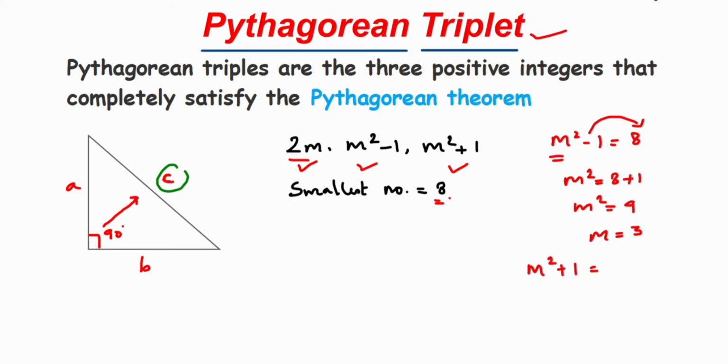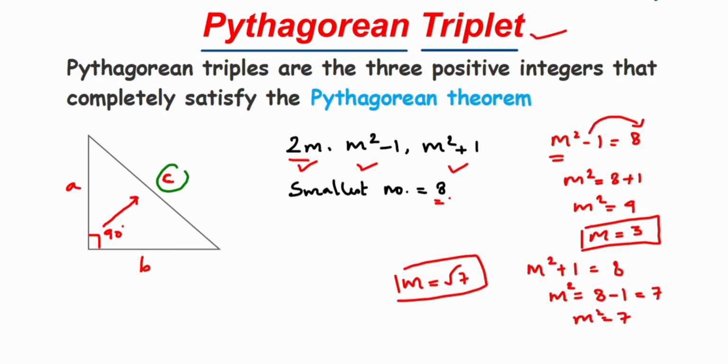Now m square plus 1, suppose, let me take the other one. So here it will be equal to 8. So m square is equal to 8 minus 1, which is equal to 7. So here m square is equal to 7. It means m will be equal to root 7. See, I'm getting different values. In one case m is equal to 3, in one case m is equal to root 7, and if I take 2m is equal to 8, in that case my m value will be equal to 8 upon 2, which is 4. So m is equal to 4.